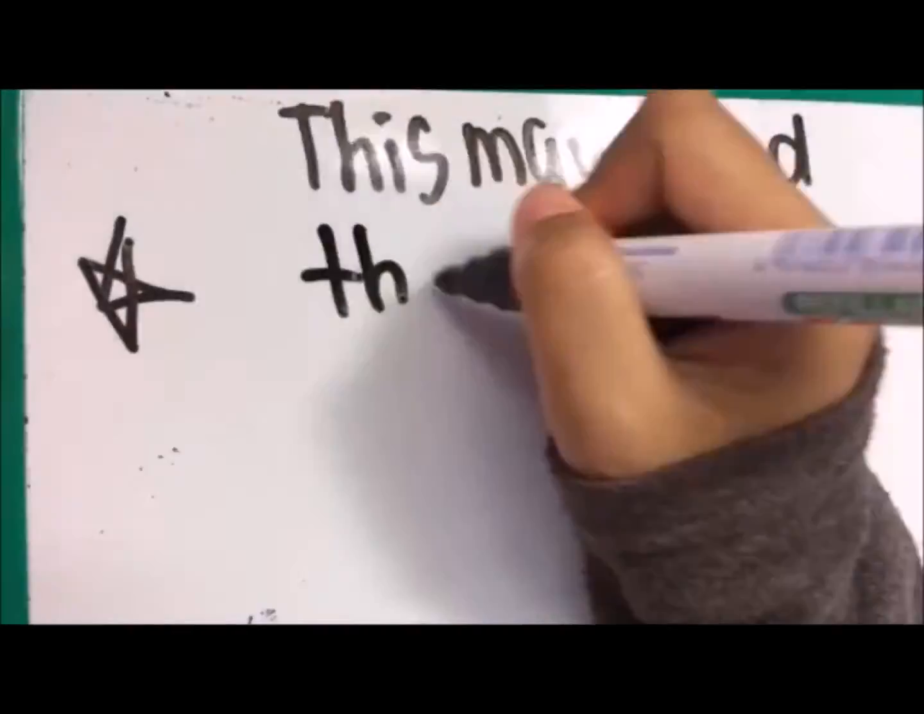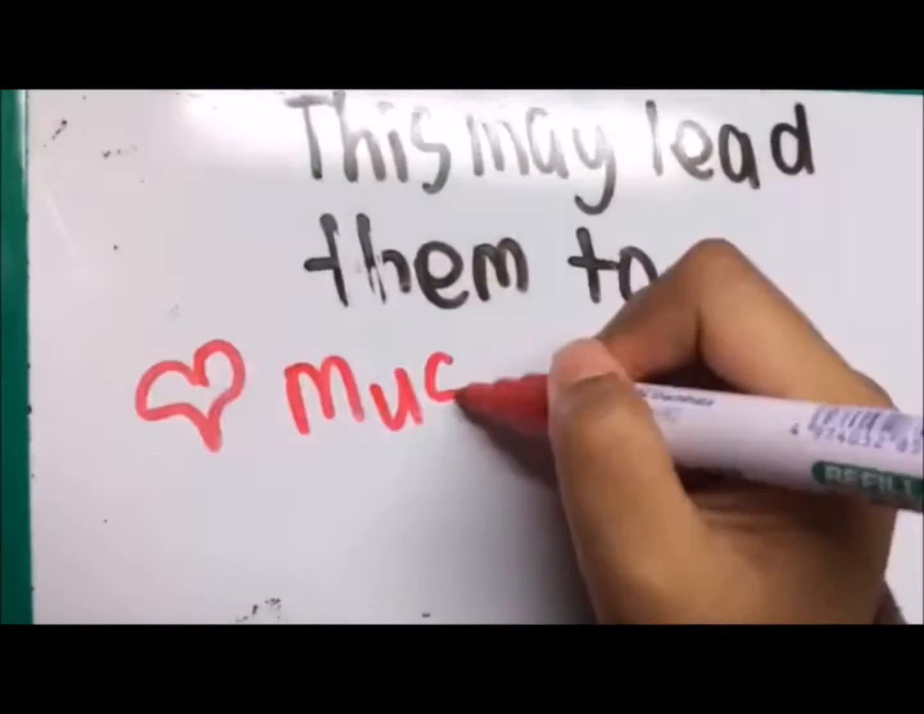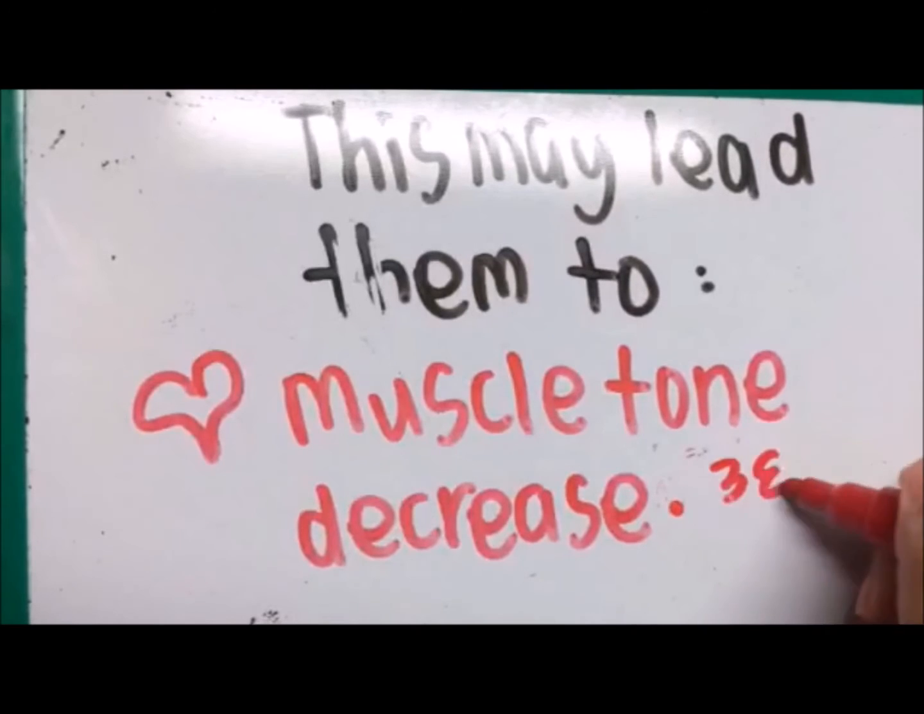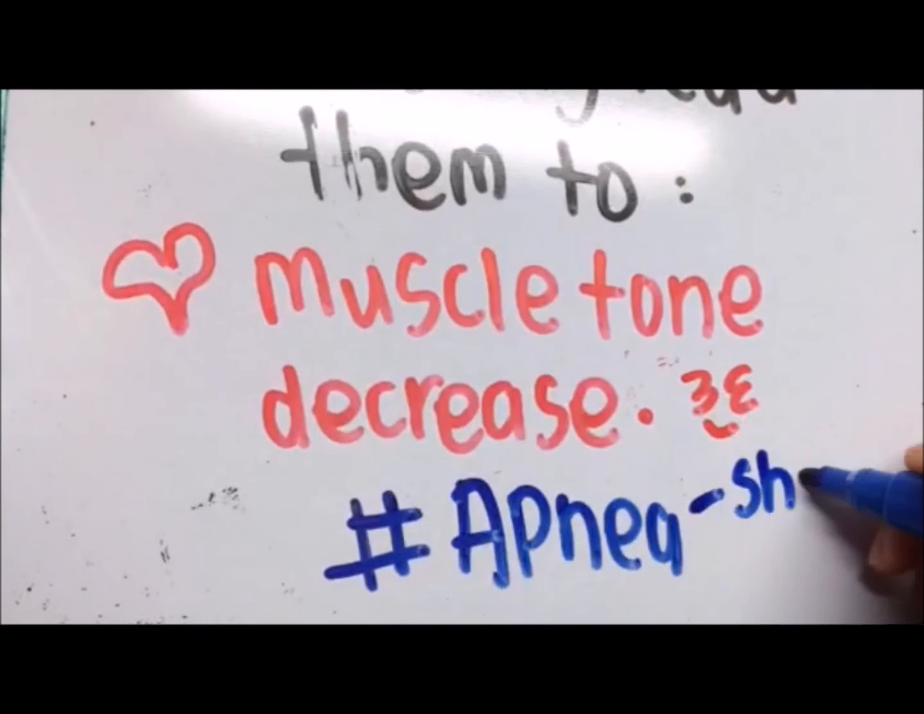Last but not least, patients with dwarfism may have a lot of health problems. First, decreased muscle tone, which can cause delays in walking and other motor skills. Next, they also may slow or stop breathing for a brief period. It is called apnea.